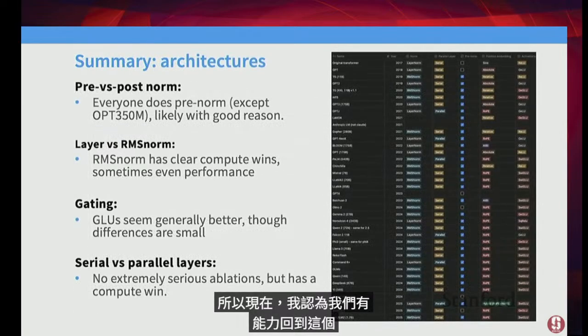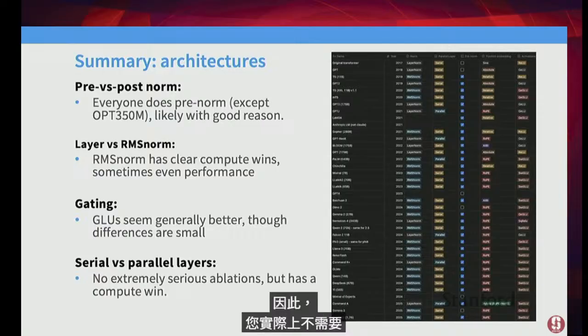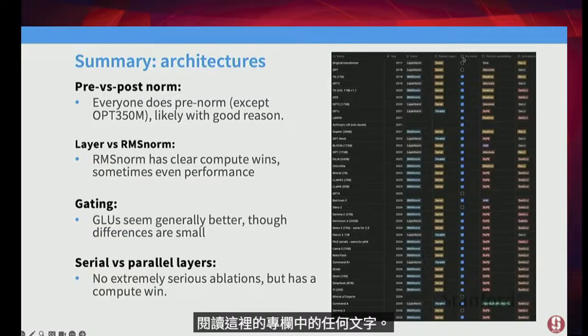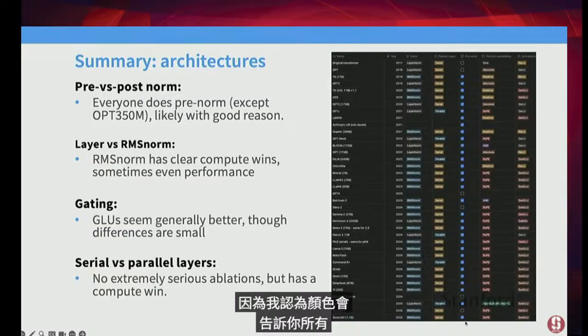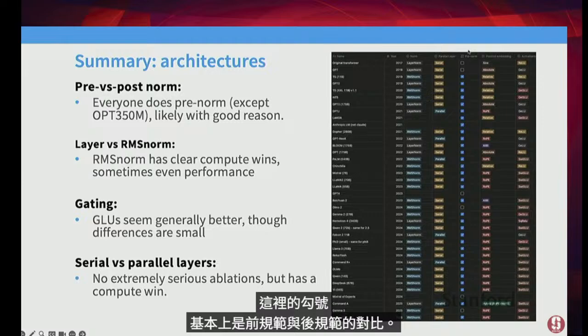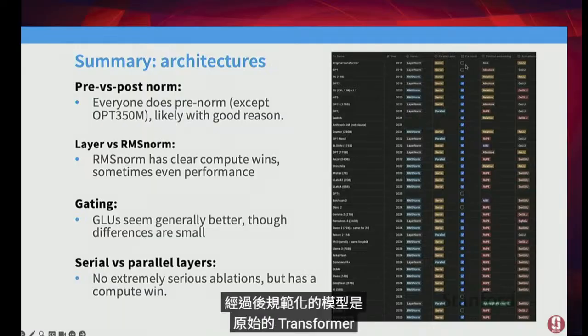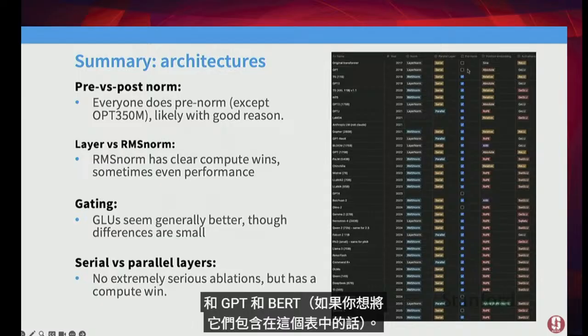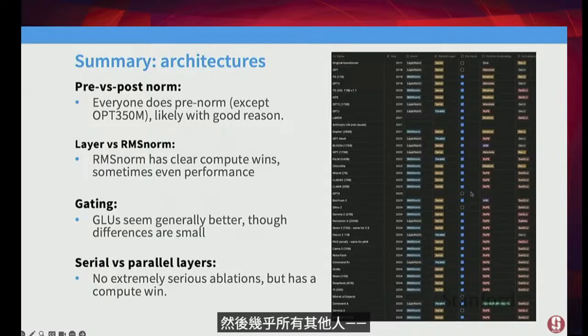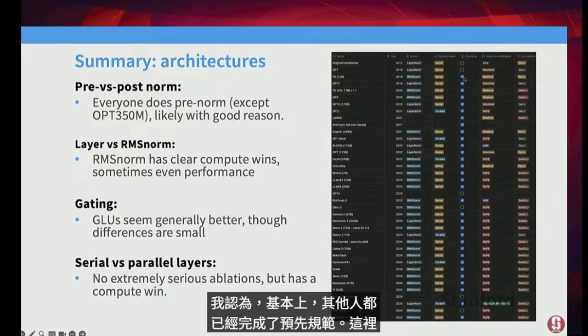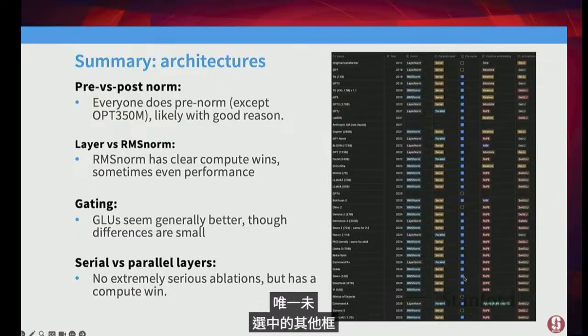So now I think we have the ability to go back to this big, hard to see chart and see what I was pointing at the very beginning. This column here, you don't really need to be able to read any of the text because the colors will tell you everything you need to see. This check mark here is basically pre versus post norm. The only two models I really know of in the early days that did post norm are the original transformer and GPT and BERT, if you want to include that in this table. And then almost everybody else has done pre-norm. The only other non-checked boxes here are models that are proprietary and I don't have details for.